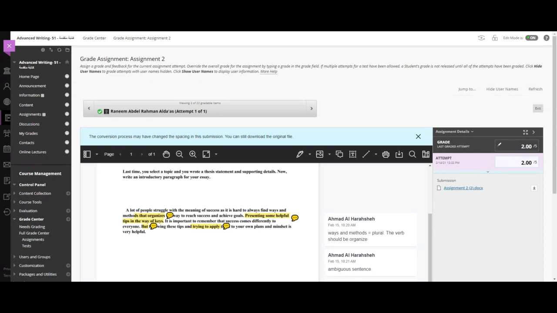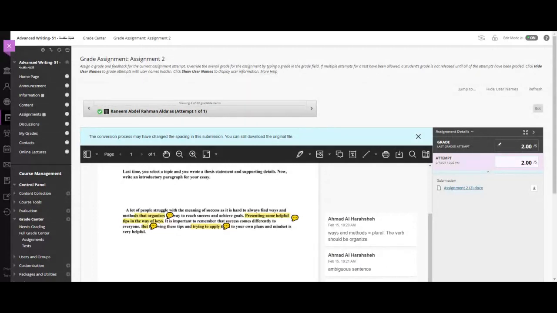All right. Method here, find ways and methods that organize. Ya binti, here we have ways and methods, plural, right? We do not use the S. That organize a way to reach success and achieve goals. Presenting some helpful tips in the way of keys. Here, this sentence is ambiguous. It's unclear for me as a reader.